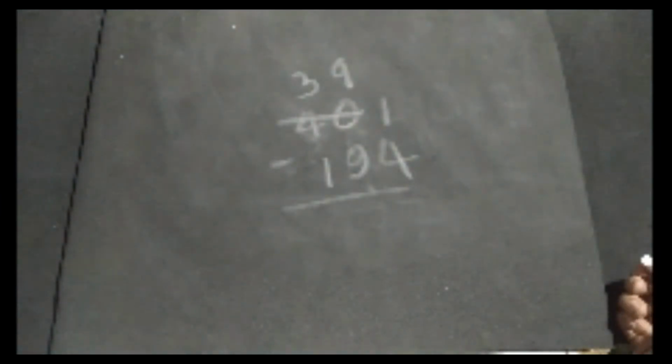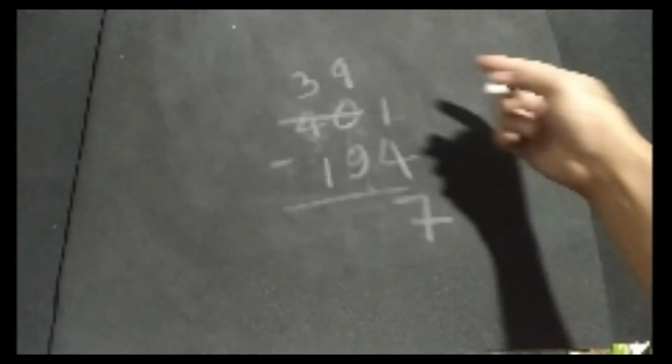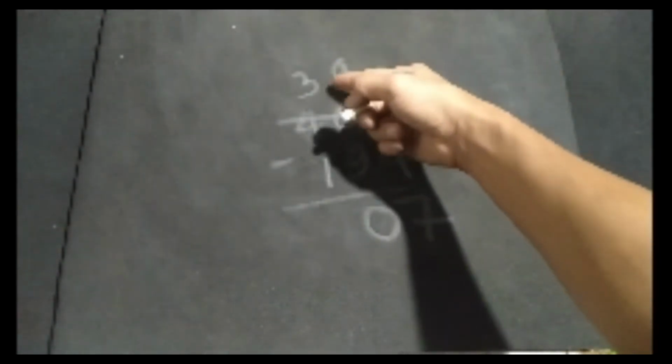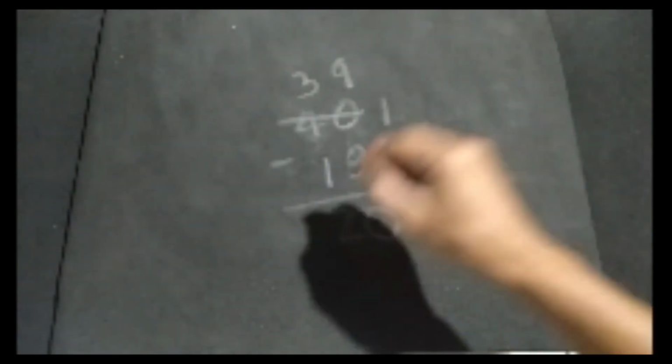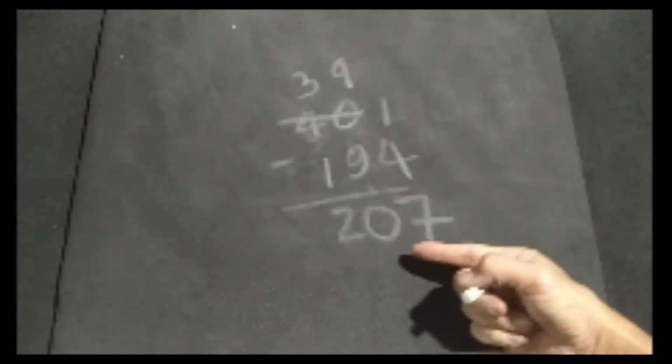See? And now we have 11 now. 11 minus 4 equals 7. 9 minus 9 equals 0. 3 minus 1 equals 2. So the answer we have 207.